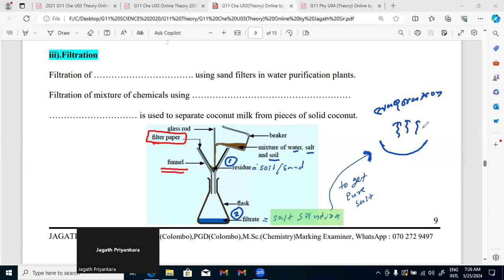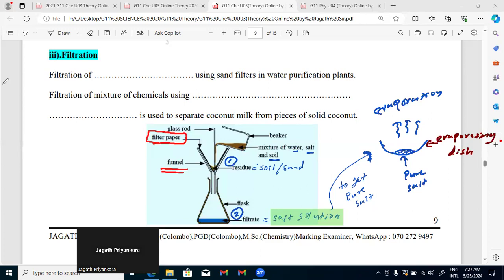What is evaporated? Water is evaporated and pure salt crystals are left. This is called an evaporating dish. What is an evaporating dish? So can you mark that also? Hurry up, students, because in the exam they can ask it.